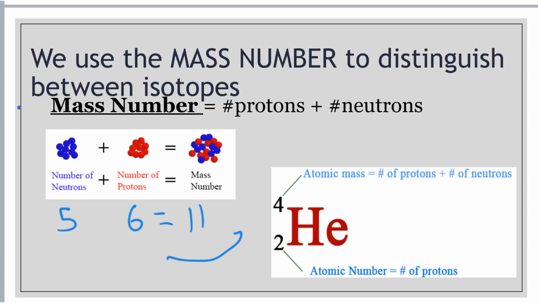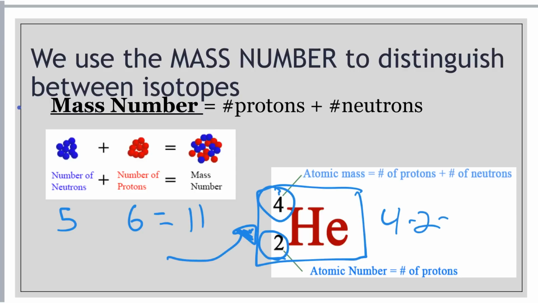And we use this notation to illustrate the isotope. So often this is called isotope notation because it tells us the mass, and it tells us the number of protons, and then you can use basic math, 4 minus 2, to figure out that there was 2 neutrons, okay? So there's 2 neutrons in this helium atom.